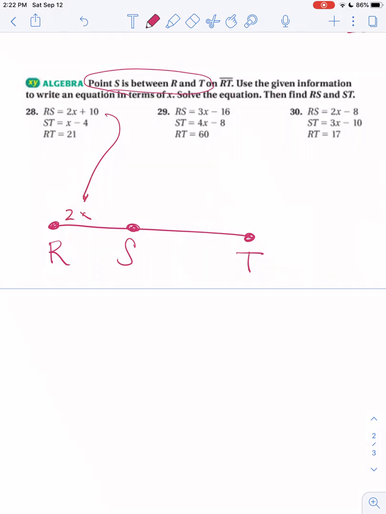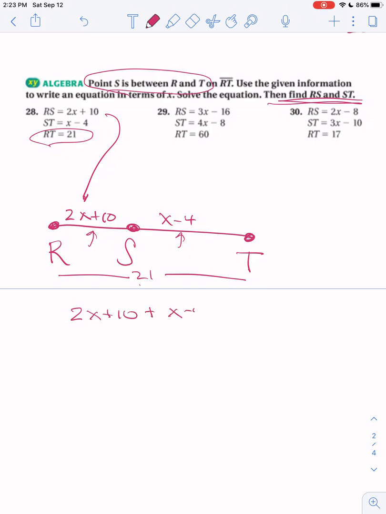Now we're going to write our given information down. So we have RS is 2x plus 10, and we know from S to T is x minus 4. I'm thinking that RS should be the bigger piece. Then they tell us the whole thing, RT, is 21 units long. What they're asking us to do is find the length of RS and ST. From the segment addition postulate, if I add my 2 pieces together, it gives me the whole thing. So 2x plus 10 plus x minus 4 has to equal 21.